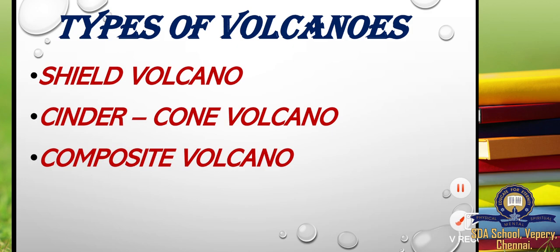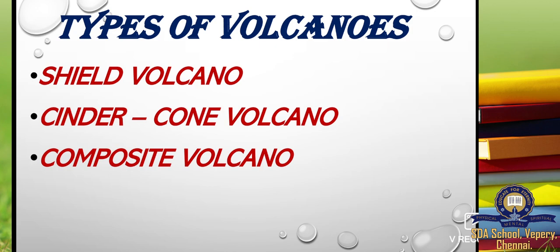First one, shield volcano. A shield volcano is formed by a wide eruption of lava with a low silica content. Volcanoes of the Hawaii Islands are of this type. Next, cinder cone volcano. Silica rich magma traps gases inside the volcano until enough pressure is built to push the magma out of the earth's crust.